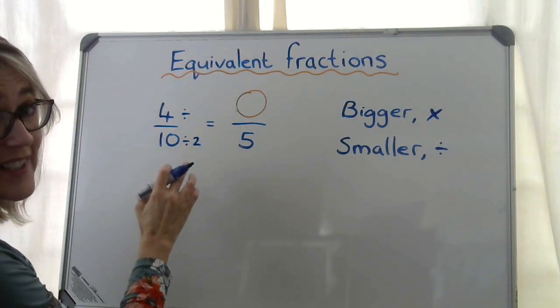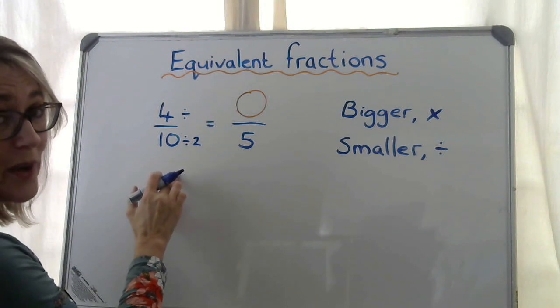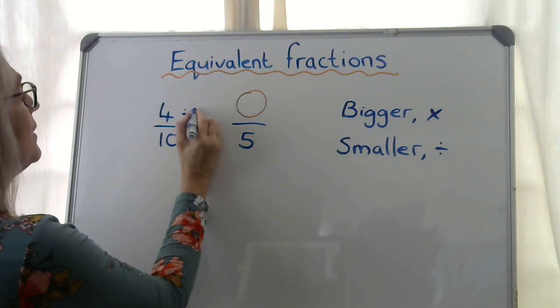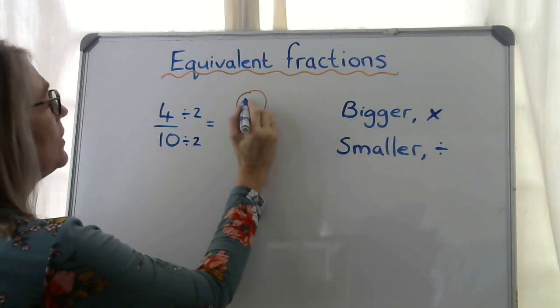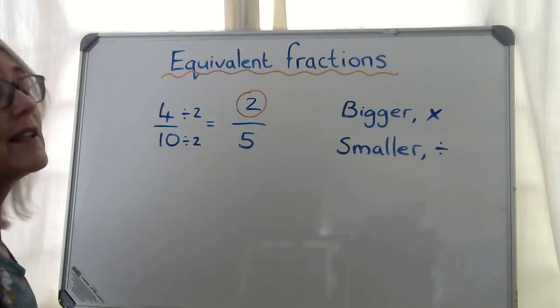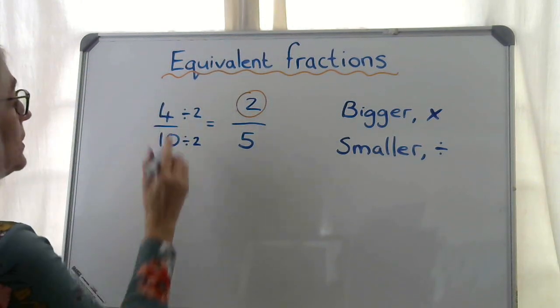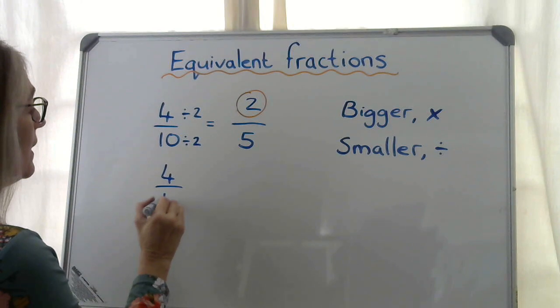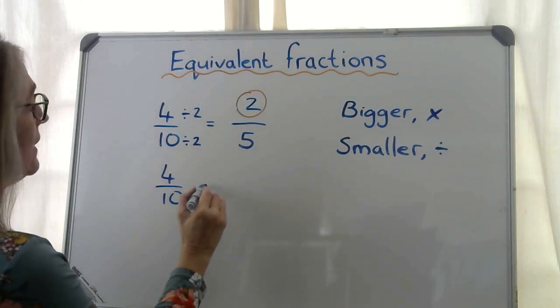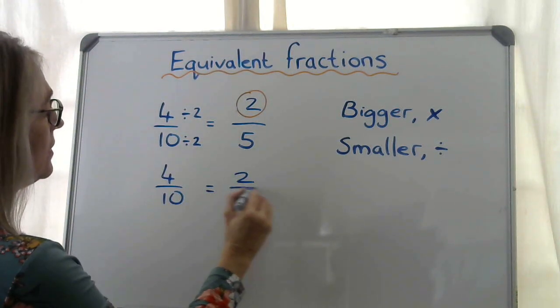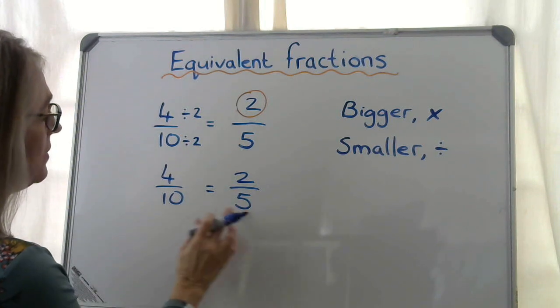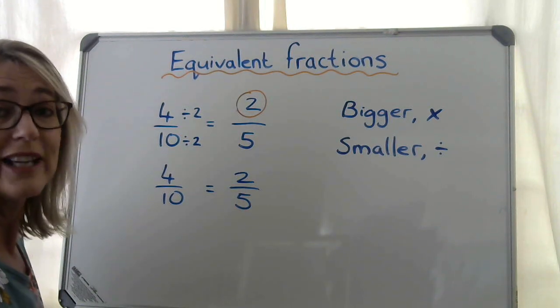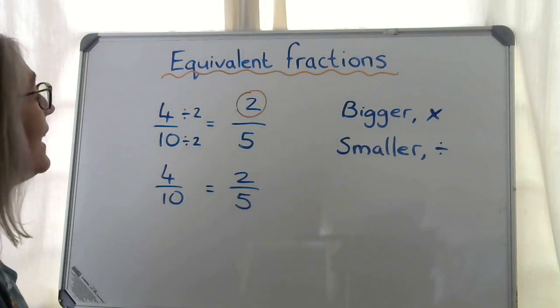Golden rule of fractions, again, I'm repeating, whatever you do to the bottom number, you do to the top. 4 divided by 2 equals 2. So what do we see? We see that 4/10 is equal to 2/5. So these two fractions are equal, so they are equivalent fractions.